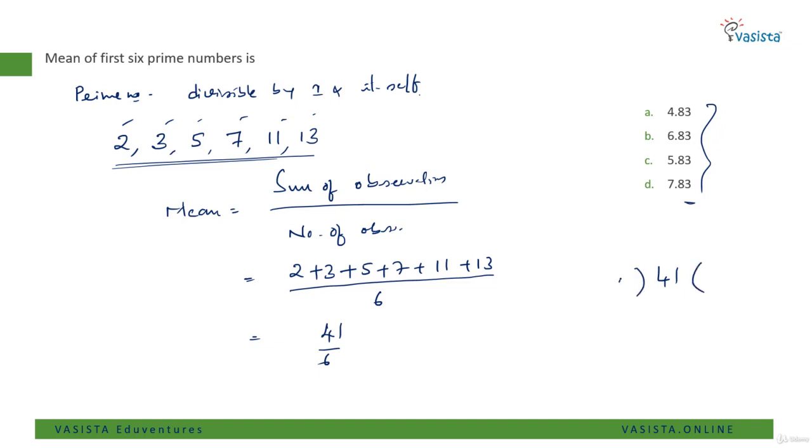Now divide it here. 41 divided by 6: 6 sixes are 36, so 5 remainder. So I can't divide further, take a decimal point here and take 0. 6 eights are 48, 2 remainder. Again I can take 0, 6 threes are 18, it goes again 2. So the answer here is 6.83. Option B is the right one.